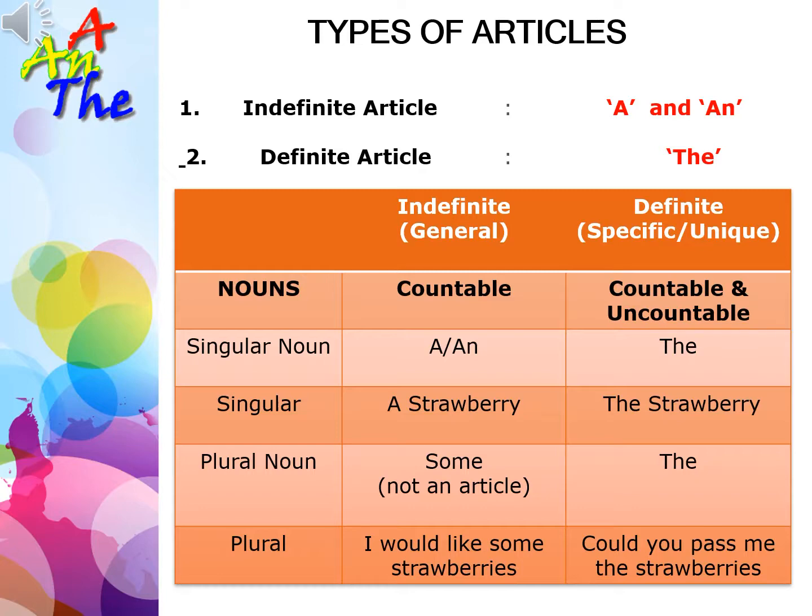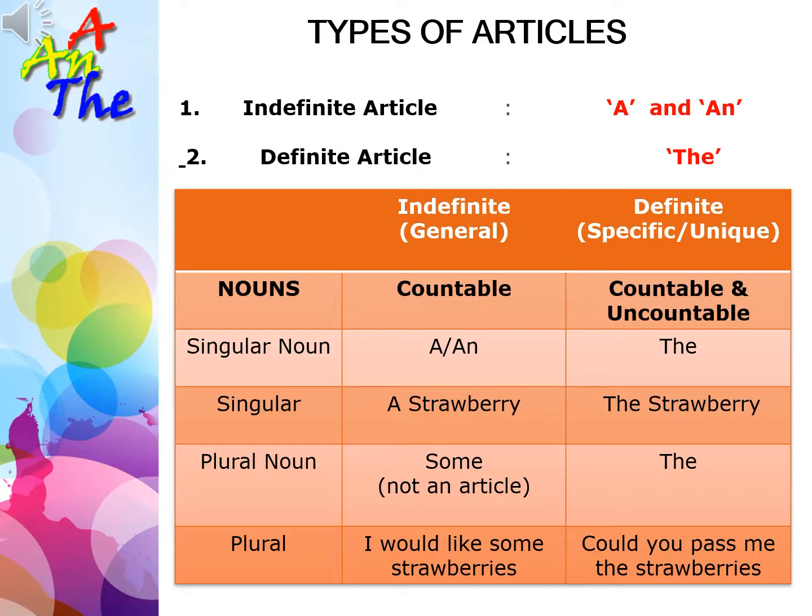Now, talking about singular, countable, and general nouns, we say a strawberry, which could be any strawberry. Now, talking about a singular, countable, specific noun, we say the strawberry. That means one particular strawberry we are talking about. Specific strawberry, unique strawberry. Okay?